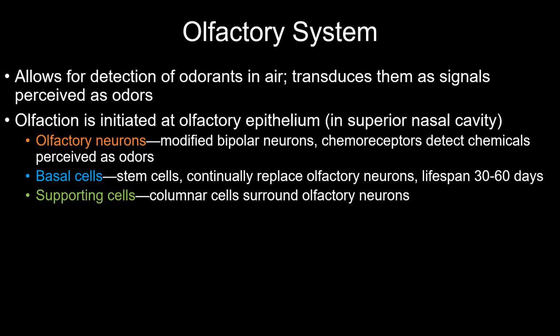Think of shark's teeth. Sharks are constantly losing and regrowing teeth. Well, that's what's happening with these basal cells. They're constantly growing new olfactory neurons to replace the exposed, dying ones. You'll then have supporting cells, and these are columnar cells that support and surround the olfactory neurons. They contain that yellowish-brownish pigment that gives the olfactory epithelium its color.